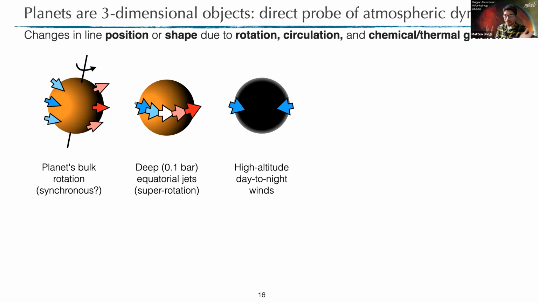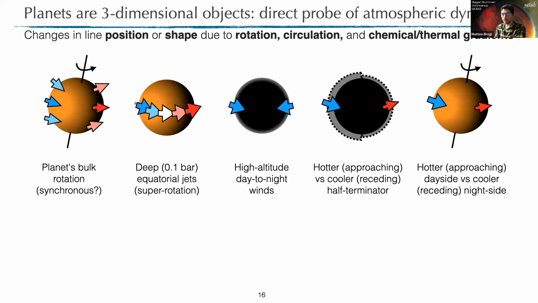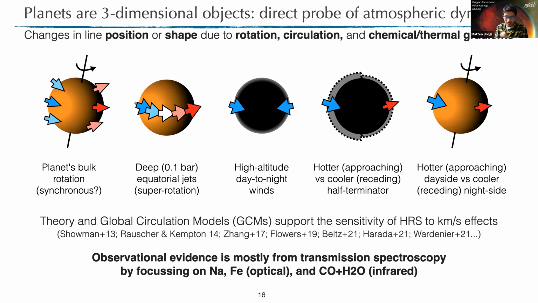In transmission, you might have high altitude, blue shifted winds coming towards you. You may have the hotter approaching terminator of the planet as a stronger signal than the cooler receding half terminator. And even in emission, you can have the hotter approaching day side count more than the cooler receding night side of the planet. All these effects are predicted to produce kilometer per second variations in the Doppler shift. And these are well detectable at high res. And in fact, such effects have been sought after in the 10, 15 years of the methodology.